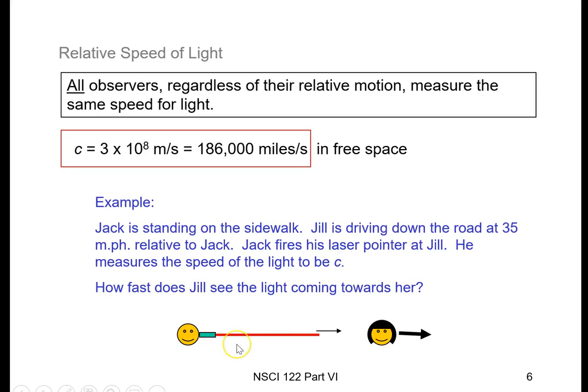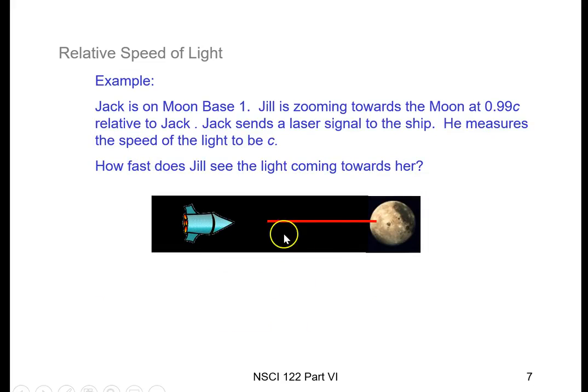Well, if that was a bird, we know the speed would be different. But if it's light, guess what? She also measures it to be traveling at c. I don't care how fast she's traveling. She'll measure that laser light to be traveling at c. That is strange. This maybe makes it seem even stranger.